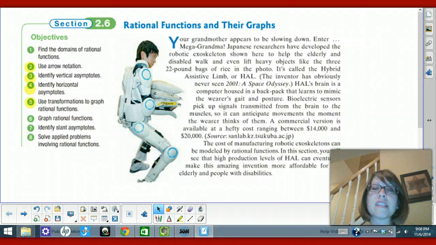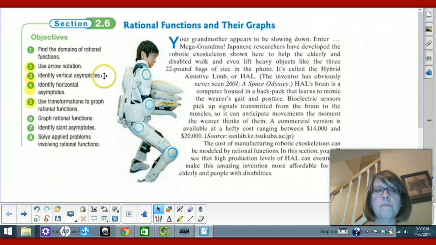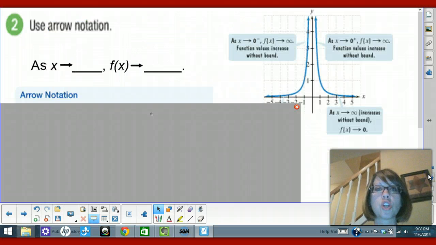Hi guys, 2.6 rational functions and their graphs. We're going to be dividing this lesson into two parts, objectives 1 through 5, and then in a second assignment we'll do objectives 6, 7, and 8. Okay, so the domain of rational functions, I'm going to be talking about that within vertical asymptotes, just so you know. We're going to start with arrow notation and objective 2.